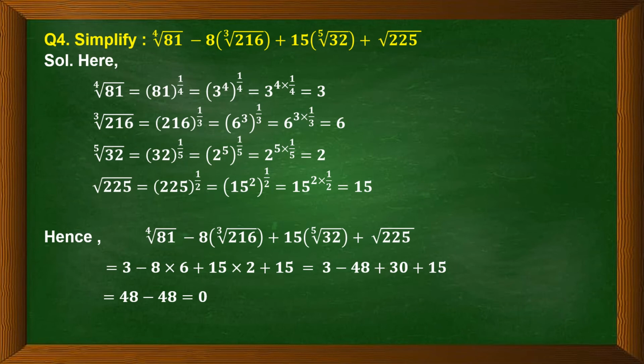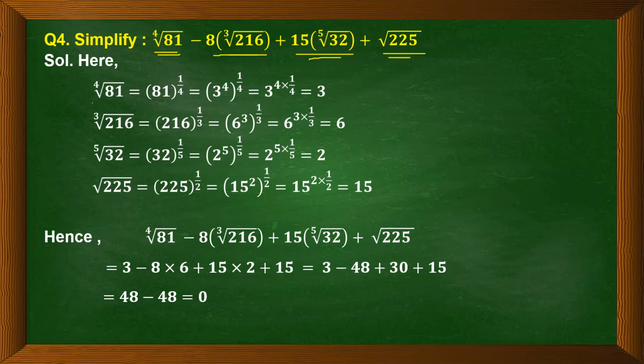Now let us take up one more question. Question 4. Simplify fourth root of 81 minus 8 into cube root of 216 plus 15 into fifth root of 32 plus square root of 225. Now if you observe these irrational numbers, you will find that this is fourth root, this is cube root, this is fifth root, this is square root. All are different irrational numbers. First of all, let us convert them into simplest form.